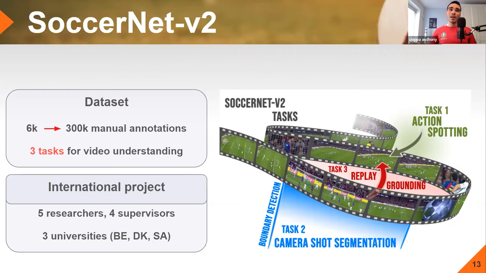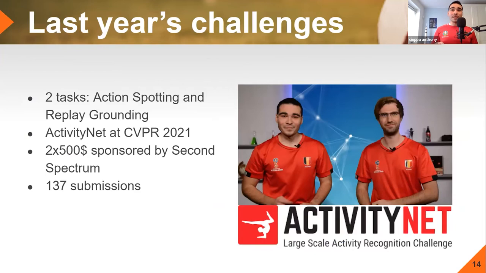So last year, we proposed two challenges at the ActivityNet workshop at CVPR. That unfortunately was fully virtual, so we weren't able to meet people. But we proposed two tasks, and had Second Spectrum as our sponsor, who gave $2x$500 prize for the winners. So in total last year, this is just some numbers, we received around 137 submissions on our evaluation server, and you will see we are much higher already this year.